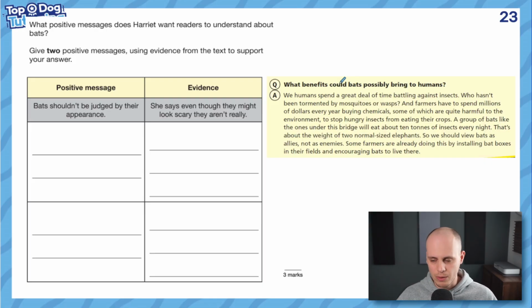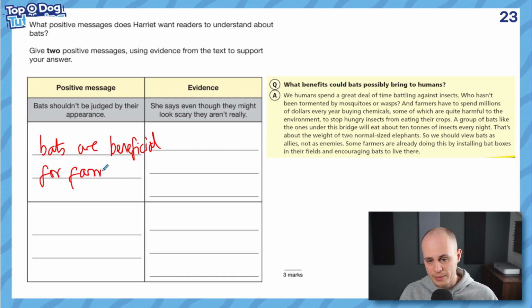Why don't you have a think about what the positive message is that's coming out of this about bats? Well, it's clearly linked to farmers, isn't it? I think it's very clear that she's saying bats are beneficial. That means it's good for, it means they benefit. Bats are beneficial for farmers, or farming in general, I guess. Bats are beneficial for farming.